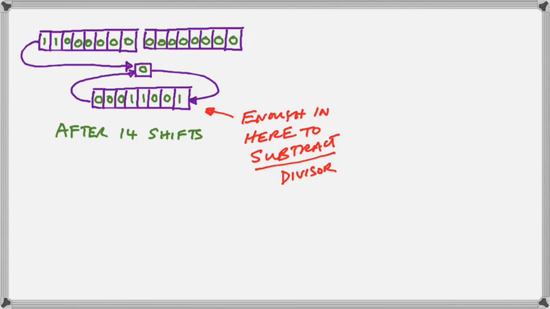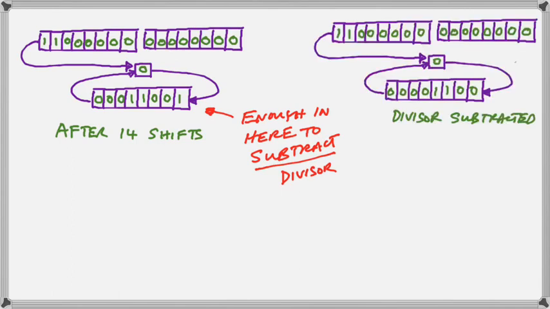Now, after 14 shifts, enough of the dividend has been transferred through the carry into the A register to permit a subtraction. You see, I put a little red there to let you know enough has been transferred into the A register to subtract the divisor. So we do that in the next bit. We subtract the divisor and we're left with what remains in the A register.